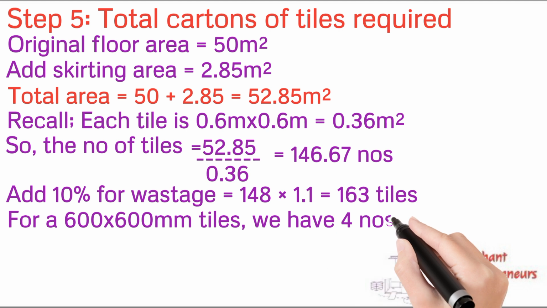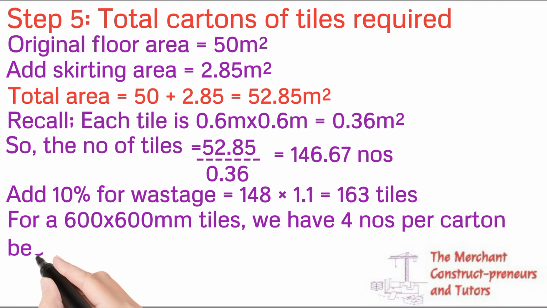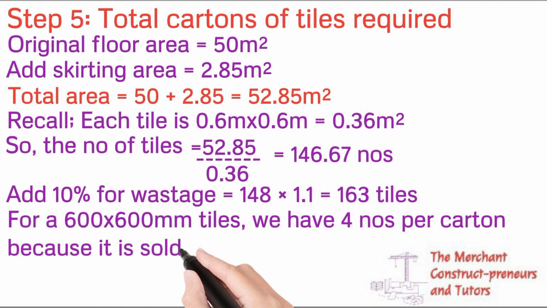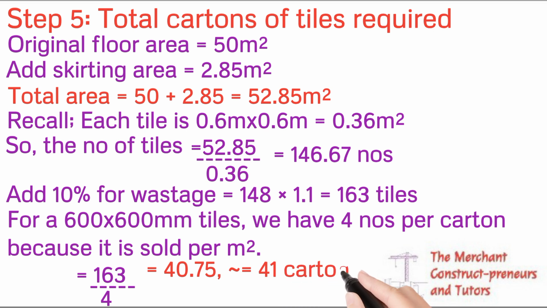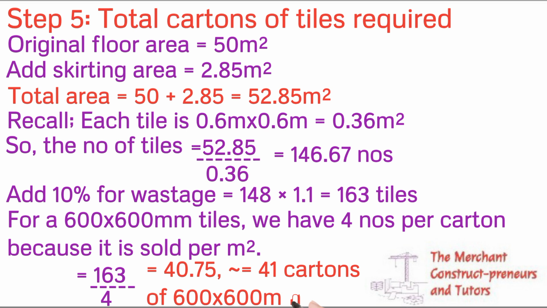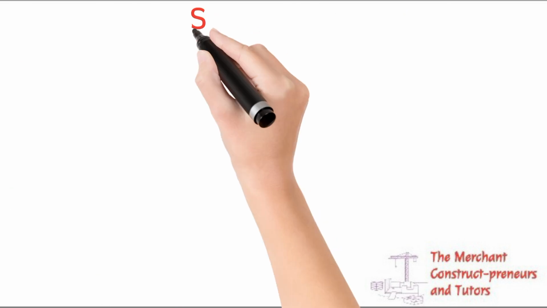So it should now be the total number of tiles divided by the number in one carton, right? So it will be 163 divided by 4. So 163 divided by 4 will give us 40.75. That's approximately 41 cartons of 600 millimeter by 600 millimeter tiles. That is what we needed for this job: 50 square meter, and then the skirting area of 2.85 square meters. I hope this is clear enough.